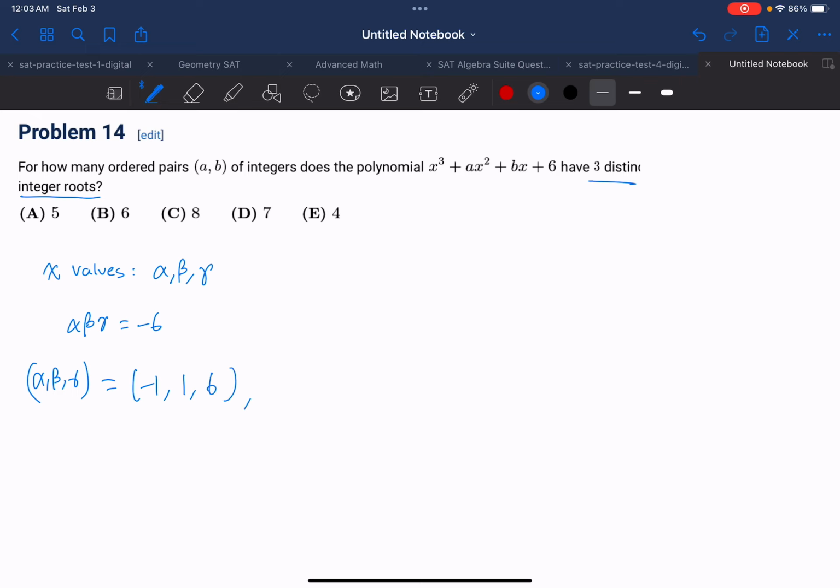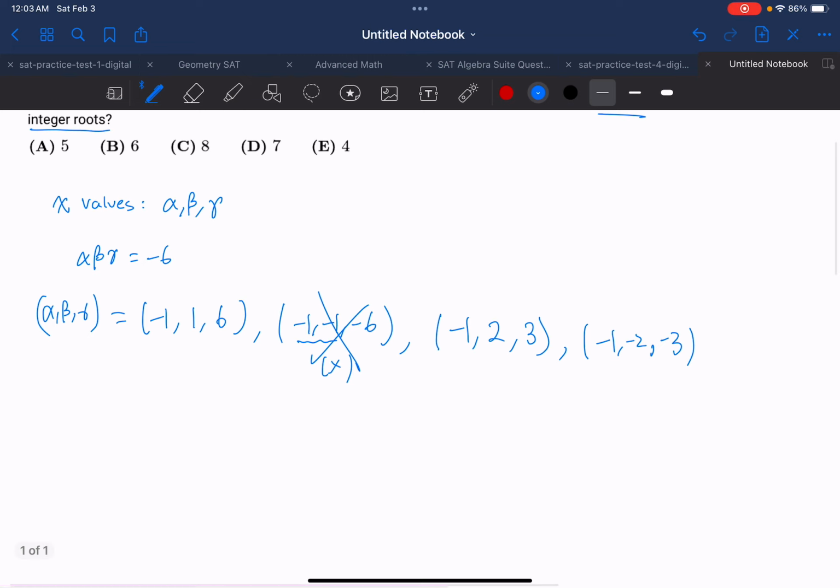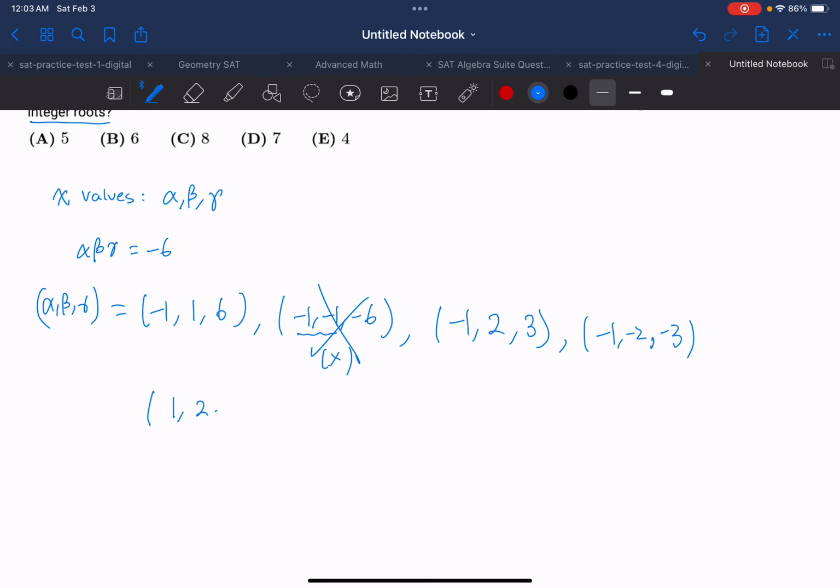It could also be, for example, -1, -1, -6, but this would not work because we have a common root. We could have -1, 2, and 3. We could also have -1, -2, and -3. This multiplies to -6. We can also have 1, 2, and -3, as well as 1, -2, and 3.